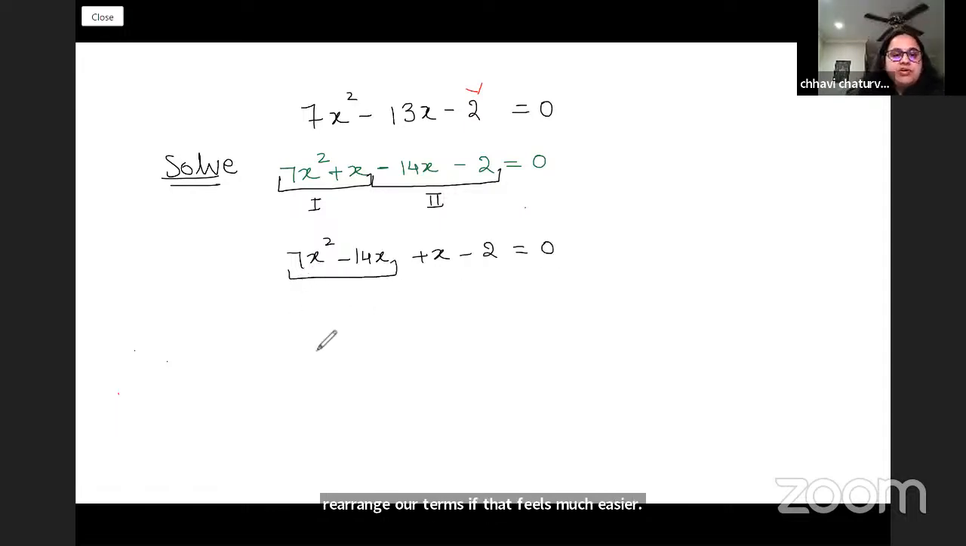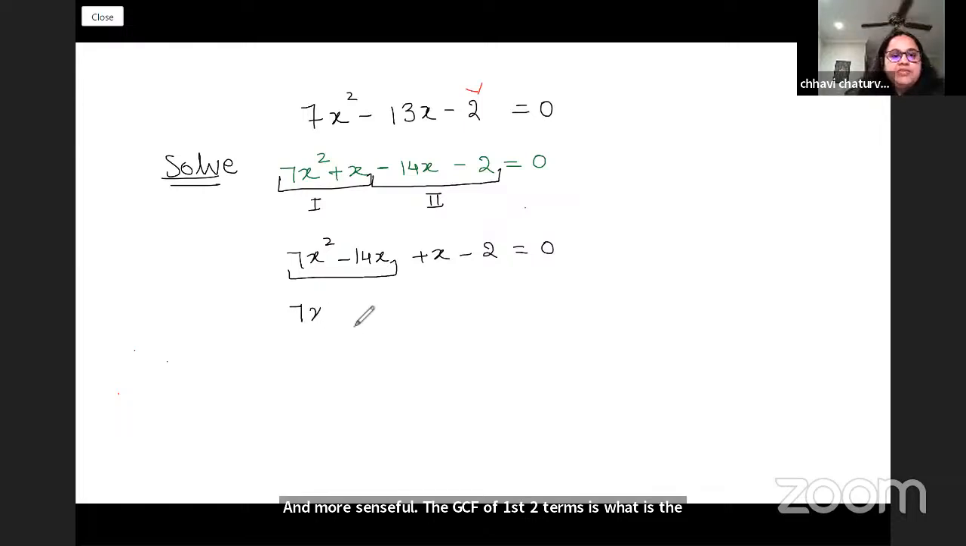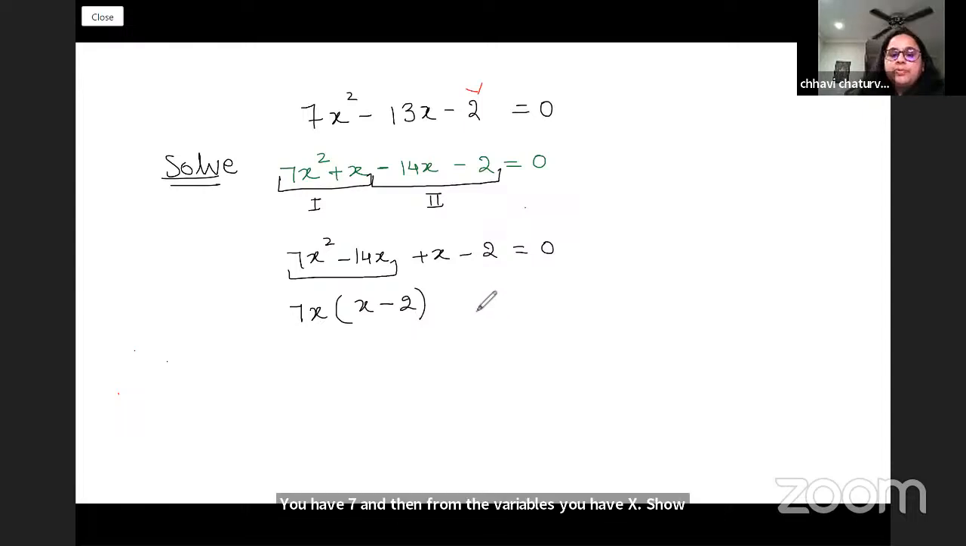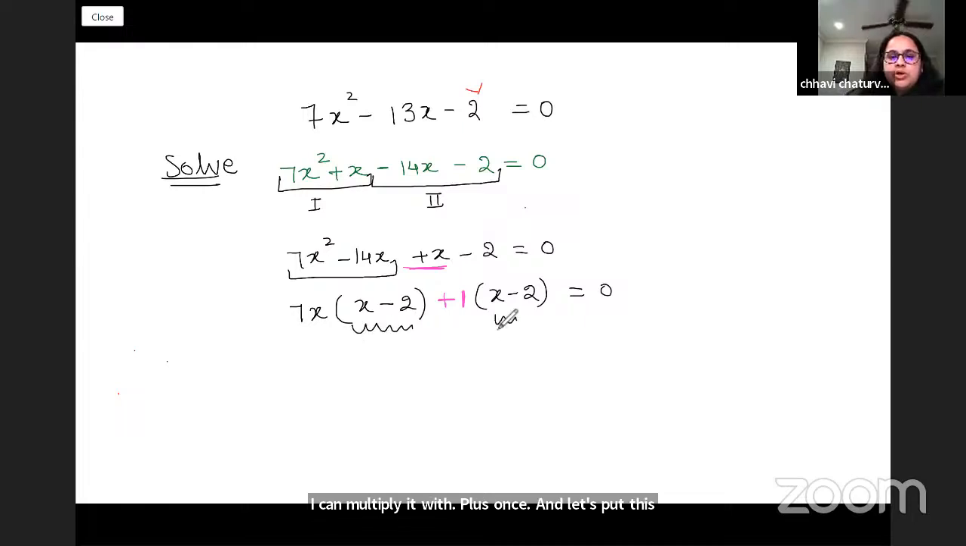The GCF of the first 2 terms: what is the GCF of the numbers here? You have 7, and from the variables you have x. So you will get x minus 2. I will put x minus 2 again. And what should I multiply x with so I can get this term back? I can multiply it with plus 1. And let's put this equals 0. So now I have x minus 2 and x minus 2 as a common factor.